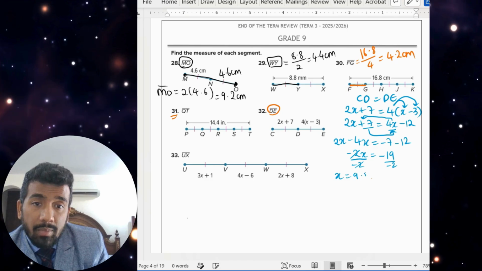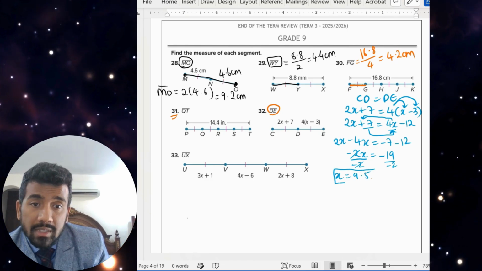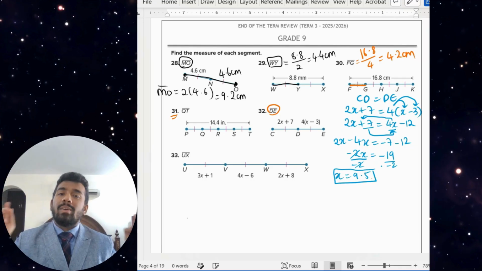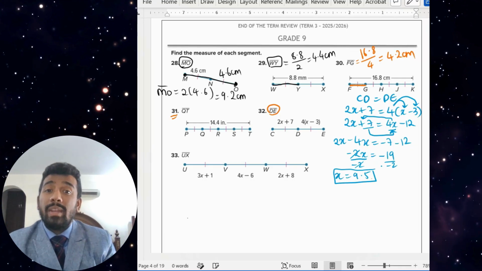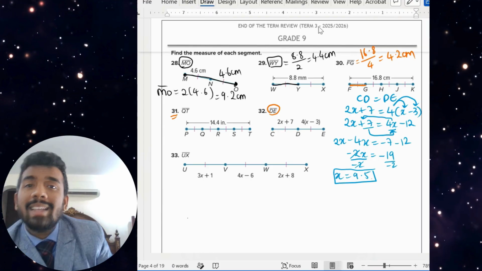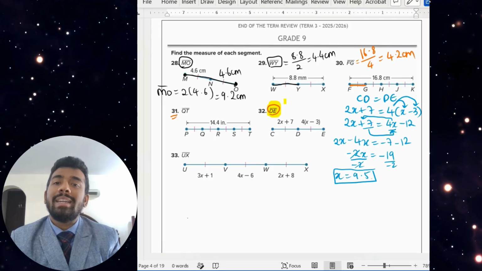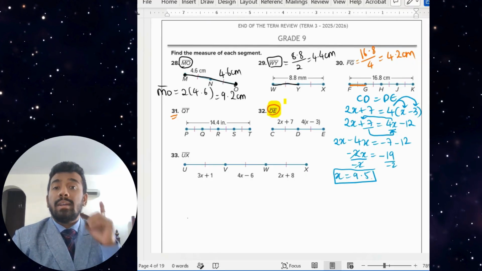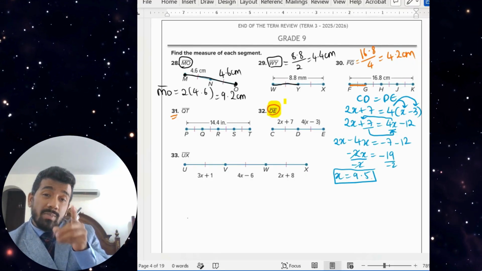X is what? 9.5. So that's your x. Finish. That's your answer? No. Read the question properly. What do they want? They want DE. Okay, so most of the students make this mistake.